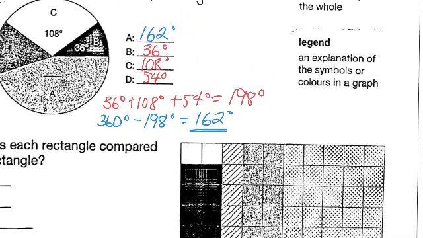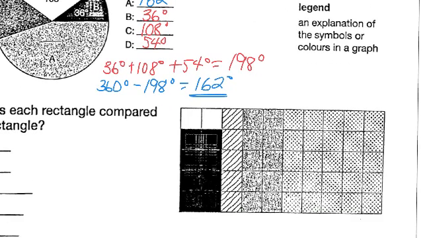So over here on the side it says a legend, an explanation of the symbols or colors in a graph. Especially when you're dealing with black and white, you might want to use different patterns in order to indicate what each of them mean. For instance, looking down here at this rectangle, we've got different patterns going on. Who knows what they represent? But if we've got a legend that tells us what they represent, then we have a better idea of identifying them.